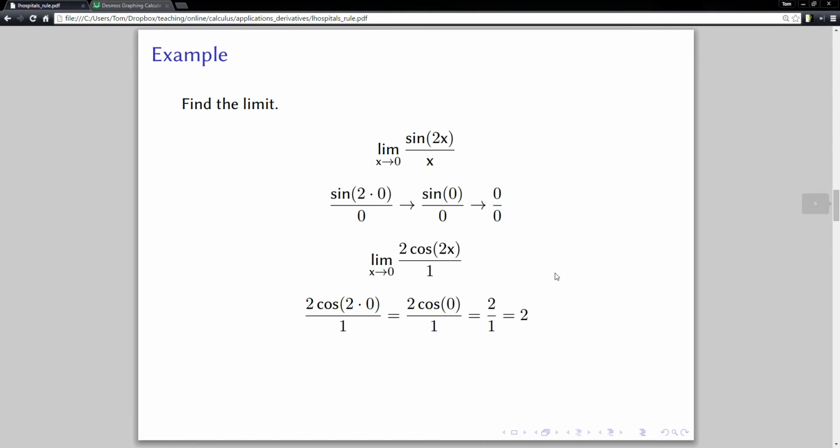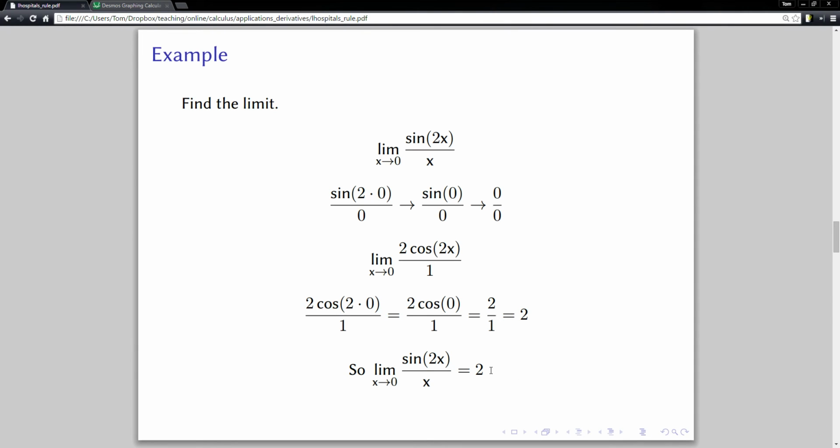Now take that limit as x goes to 0, and I plug in 0. On top I get 2 cosine of 2 times 0, and on the bottom I'll just have 1. So 2 times cosine 0. Well, cosine 0 is equal to 1, so on the top I get 2, on the bottom I get 1, and that comes out to be equal to 2. So L'Hopital's rule says that the original limit, the limit as x goes to 0 of sine 2x over x, has to be equal to 2 also.